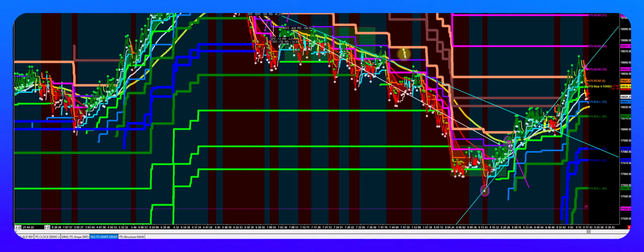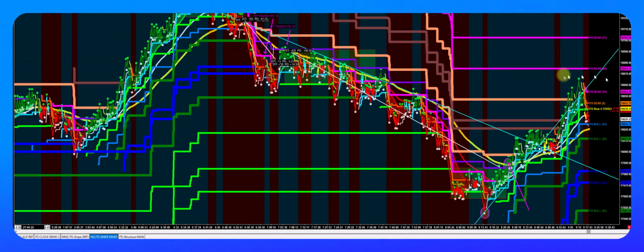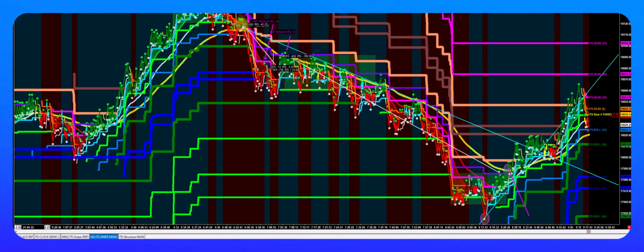We could continue to follow the purple all the way down. We could do it at the orange line, which is one ITS line above where we entered. A couple different ways, depending on how conservative you want to be. The point of this is that just off of the first trade alone, off the first touch of the 6, we ended up getting 40 points.